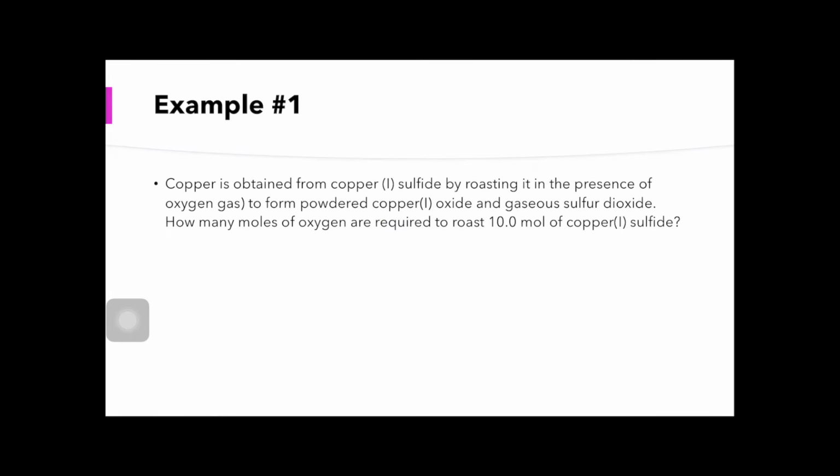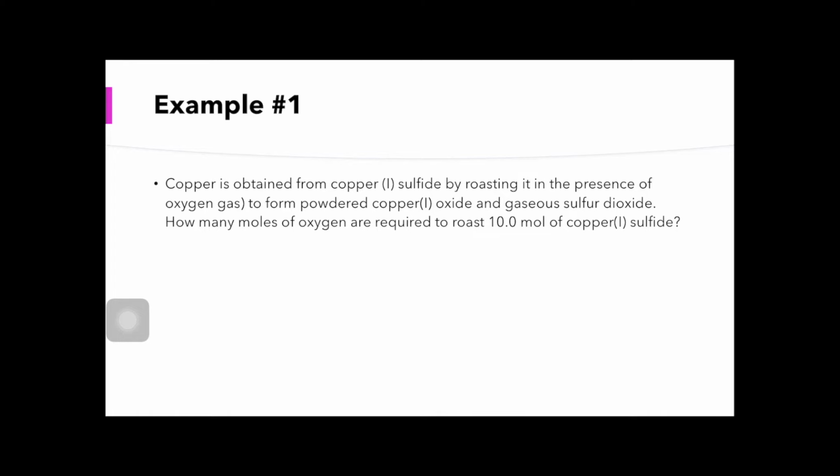For example, we have this problem. Copper 1 sulfide is roasted in the presence of oxygen gas to form powdered copper 1 oxide and gaseous sulfur dioxide. How many moles of oxygen are required to roast 10 moles of copper sulfide?